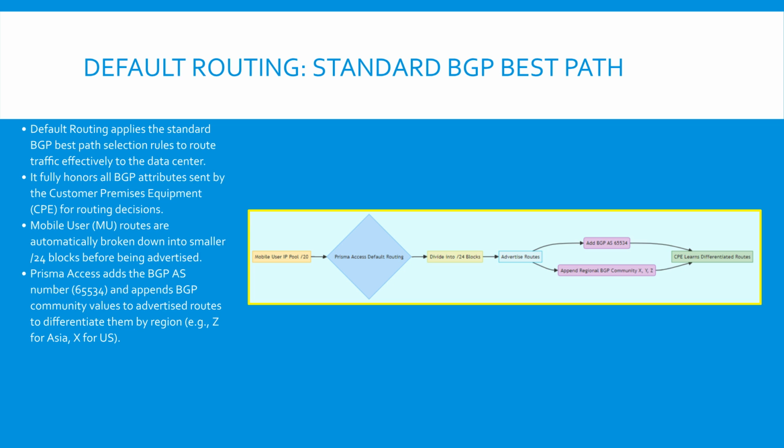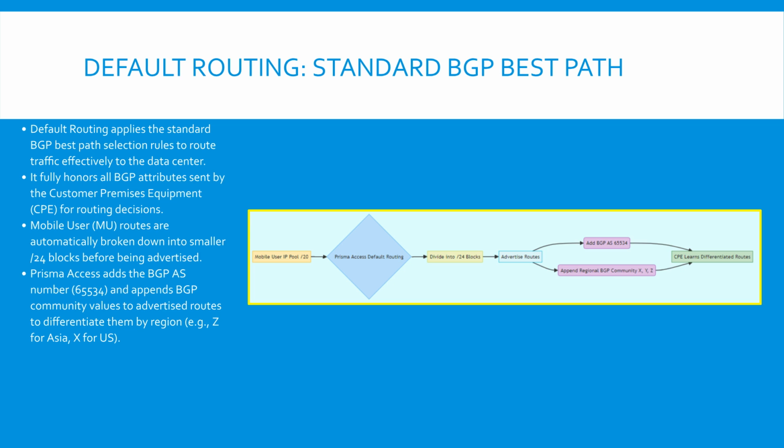A critical function here is how mobile user routes are shared. Prisma Access takes these large mobile user IP pools and automatically breaks them down into smaller /24 blocks before advertising them. To help your network differentiate where these routes are coming from, Prisma Access automatically adds its autonomous system number, which is 65,534, along with BGP community values that specify the region, like X for North America. This allows network administrators to manage routes regionally, even if the AS number is the same.